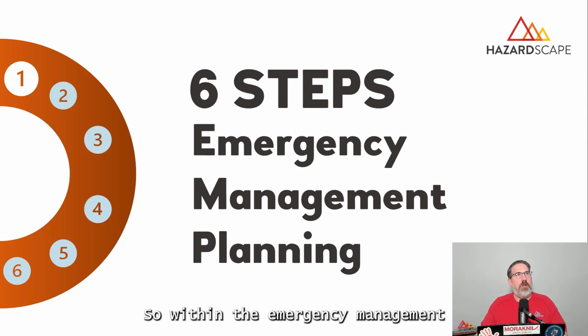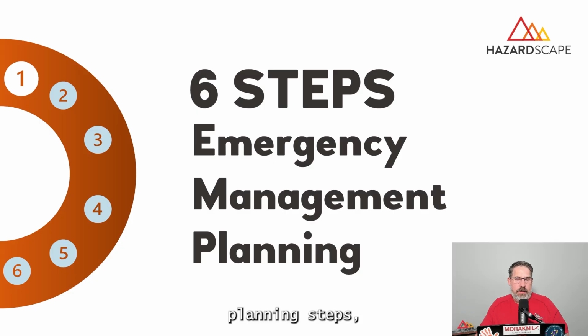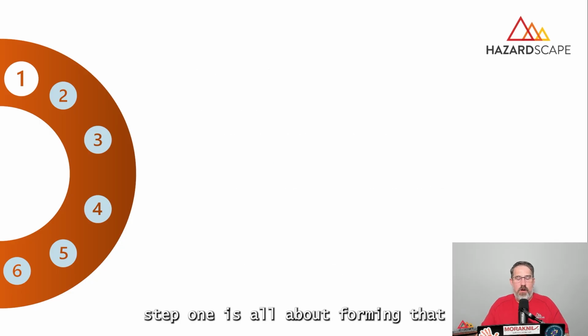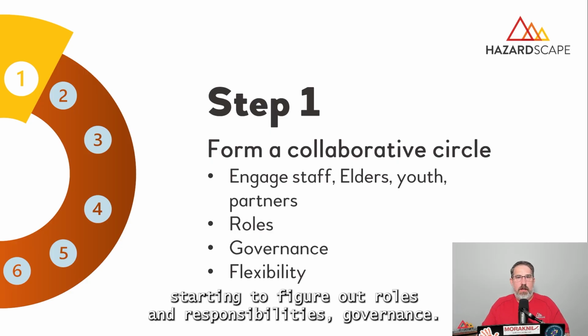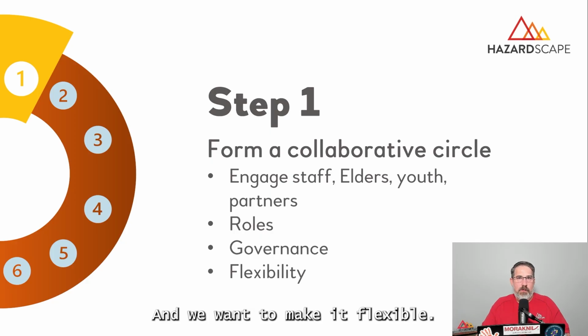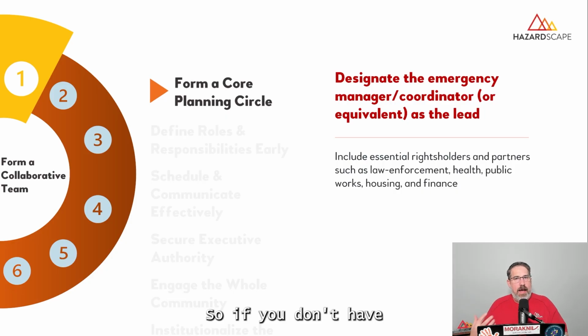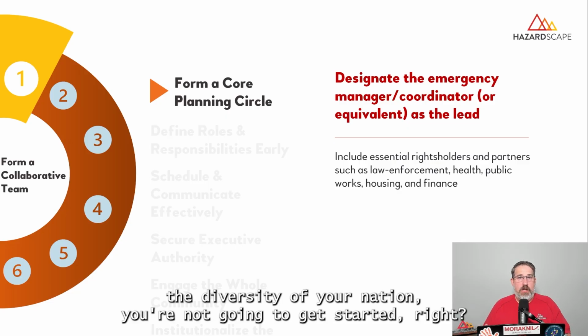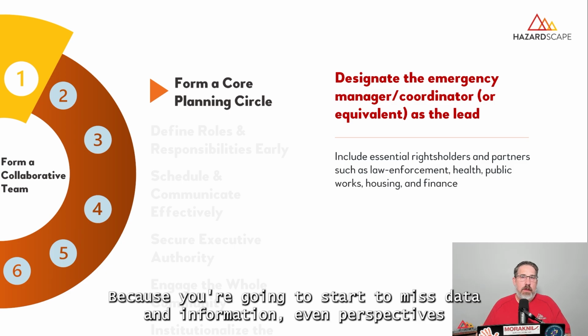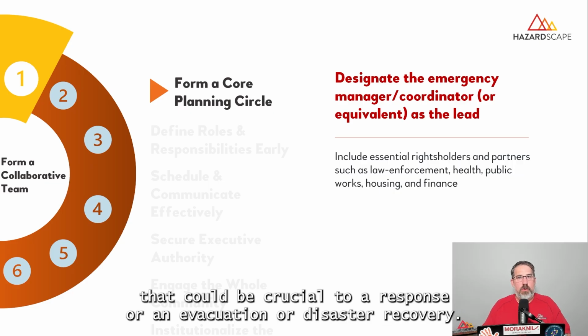So within the emergency management planning steps, step one is all about forming that circle, engaging with partners, starting to figure out roles and responsibilities, governance, and we want to make it flexible. So if you don't have a core circle, core group that represents the diversity of your nation, you're not going to get started right, because you're going to start to miss data and information, even perspectives that could be crucial to a response or an evacuation or disaster recovery.